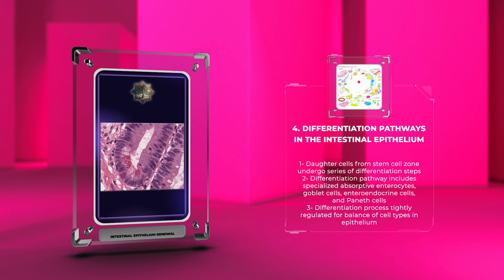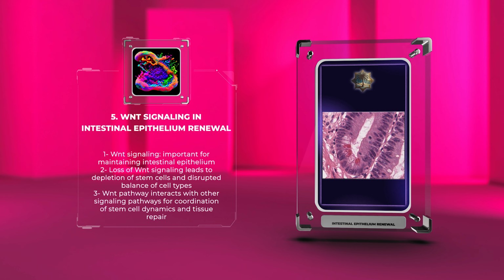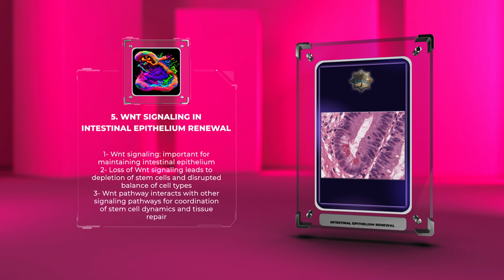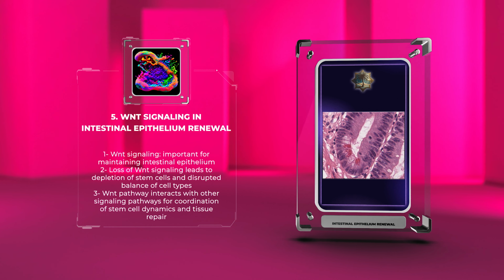WNT signaling plays a crucial role not only in stem cell proliferation but also in maintaining the intestinal epithelium. Loss of WNT signaling leads to a depletion of stem cells and a disrupted balance of cell types, resulting in impaired epithelial renewal and digestive function. The WNT pathway interacts with various other signaling pathways to coordinate stem cell dynamics and tissue repair.